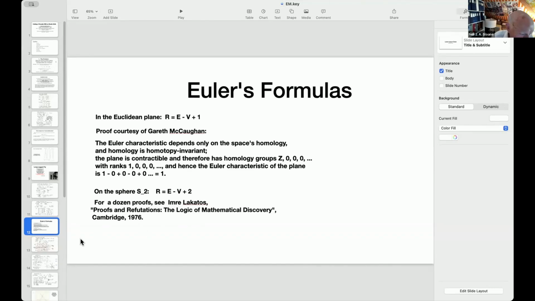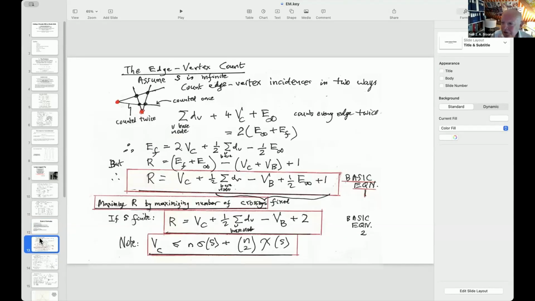The plus 2 version. So that gives you an equation that relates the parameters. What makes everything work is that there's a second equation, which is obtained by counting all the times an edge and a vertex meet.